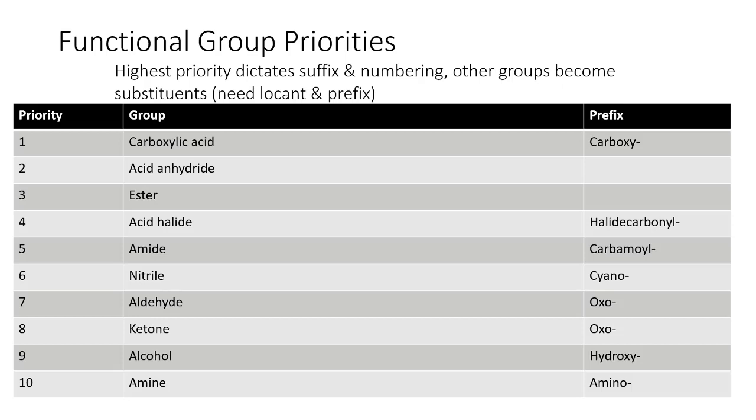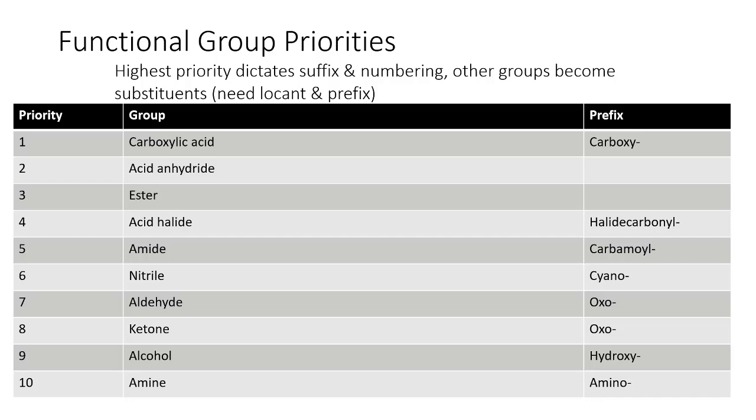So for all these functional groups, we do have priority levels for them. The highest priority is going to dictate what the suffix is and the numbering pattern, basically starting at carbon number 1. Other groups become then substituents, where we would need a locant and a prefix associated with them. So I quickly just want to run through this table in terms of our priorities. So priority number 1 will be the carboxylic acid. We do have a prefix if we have multiple of them that we can call this a carboxy group.